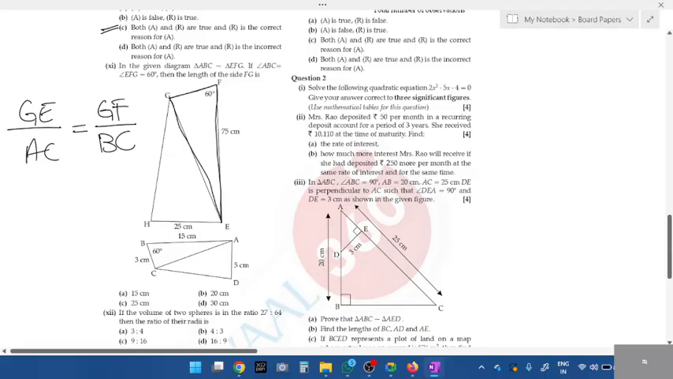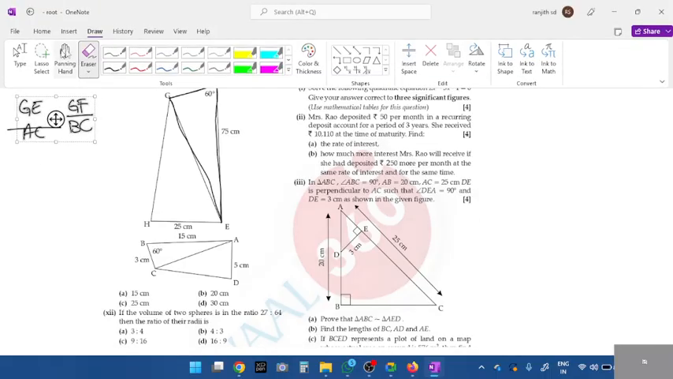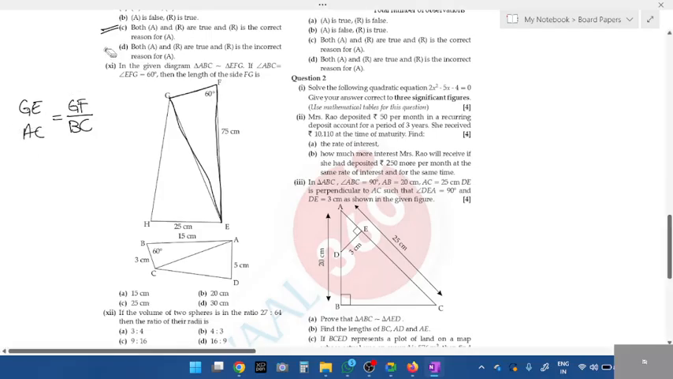What is the GE value? GE is not given. Instead of GE, what's the third side, students? Tell me the third side. I've done only two sides. What is the third side left? EF. And the other side, which one is left? Which one we didn't take? We didn't take AB.